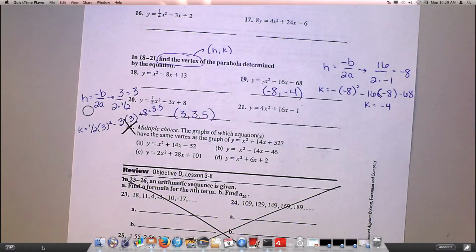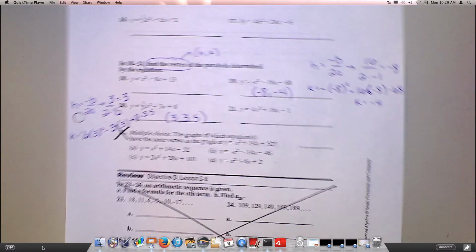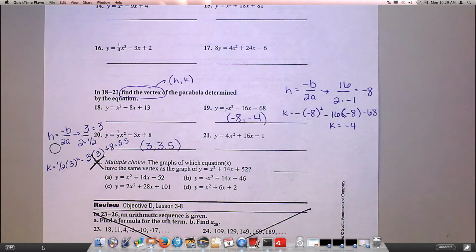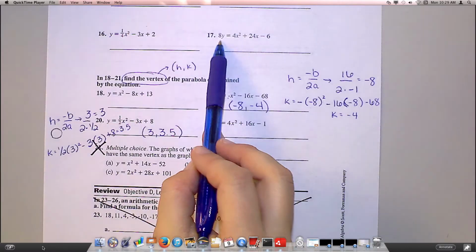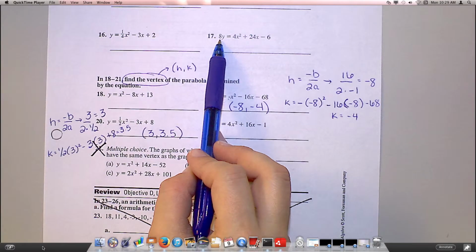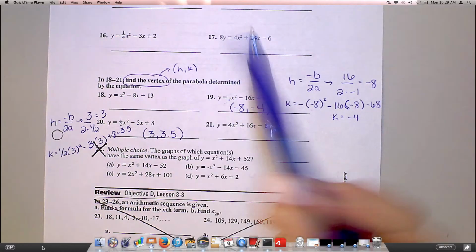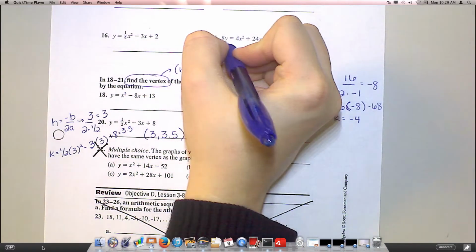I'll do one more for you. Let's do one more that you have to write in vertex form. So one of them, 8 through 17. 17? What's wrong with 17 before we start? Okay, 17, I don't have y by itself, right? I have to have y by itself before I can start anything. So I'm going to divide everything by 8 before I even start.